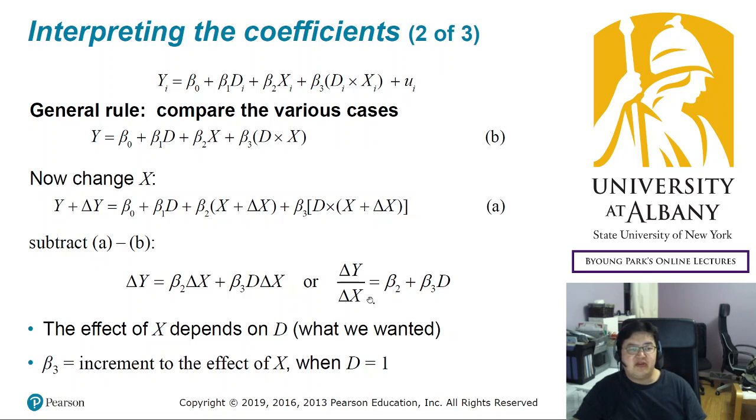As a result, the effect of x on y can be written as beta 2 plus beta 3 times d. So when d equals 1, this part is on, but when d equals 0, this part disappears. So the effect of x depends on d. That's the point. And beta 3 is now interpreted as the increment to the effect of x for d equals 1, so the difference in the slope. So the effect of an additional teacher may be different across different groups. That is captured by beta 3.